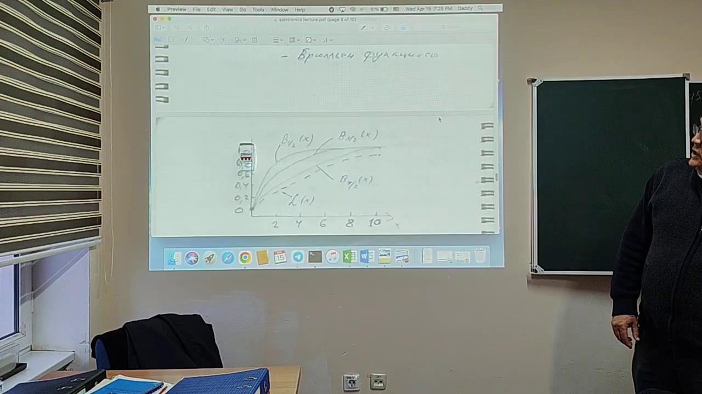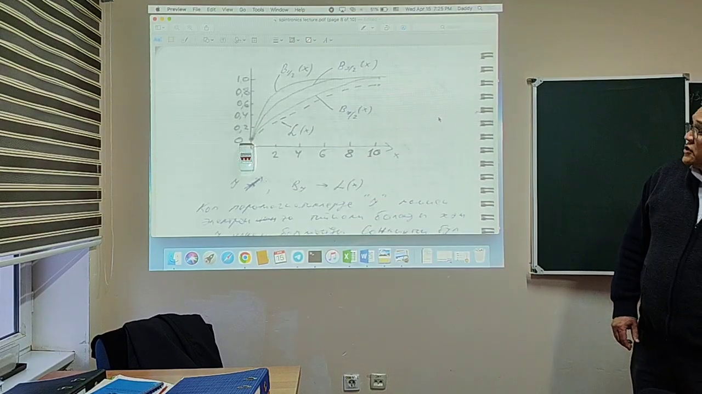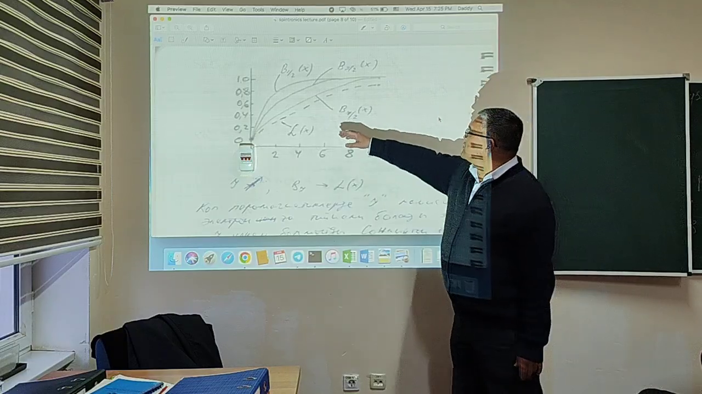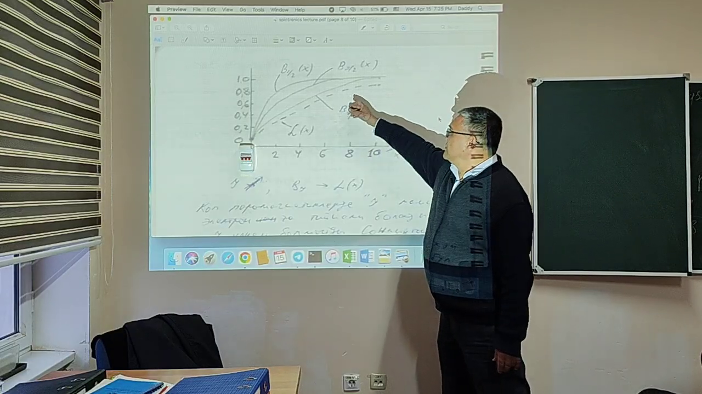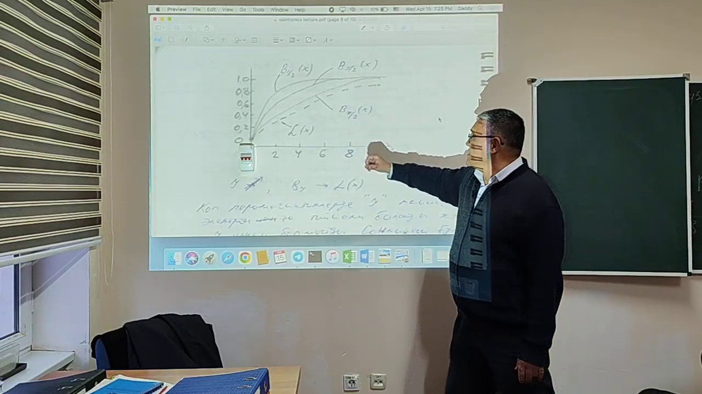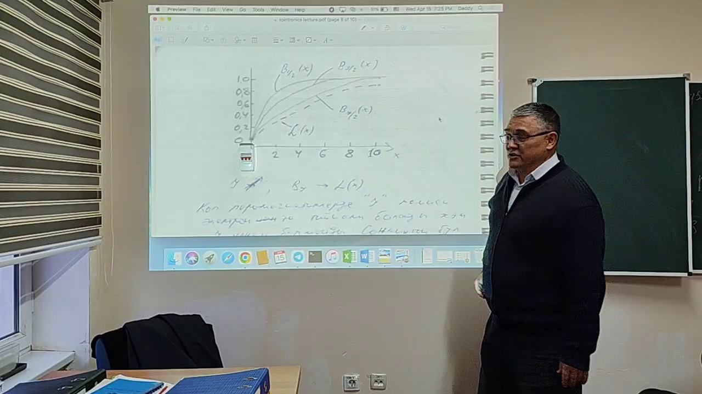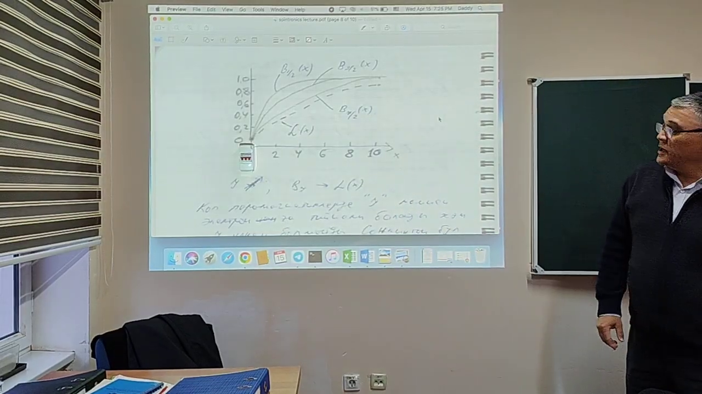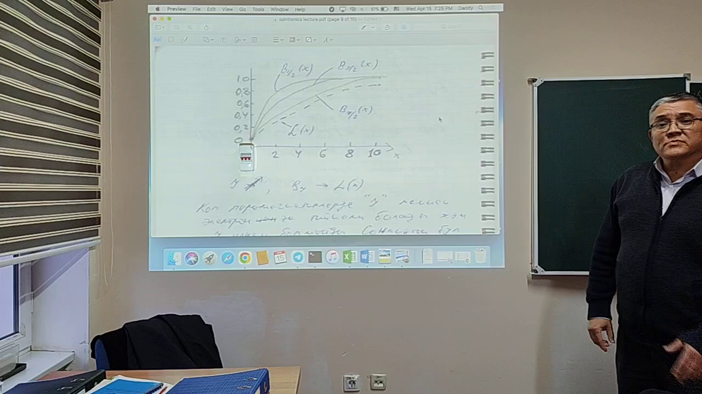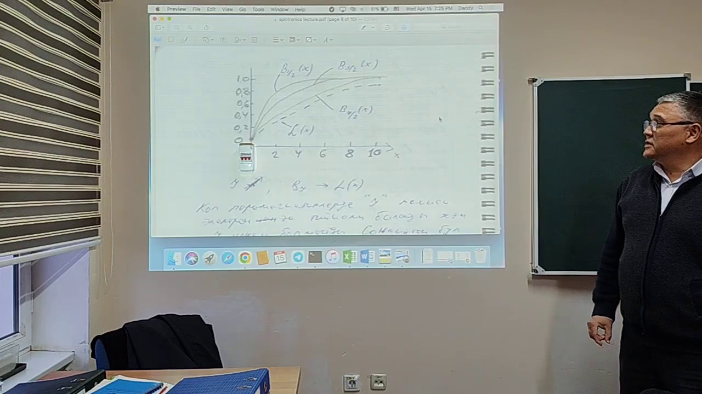So according to this, we can write down this picture. This is for different values of J, and for these different values of J, the Brillouin function approaches the Langevin function for large J values. So this explains our Brillouin and Langevin functions here.